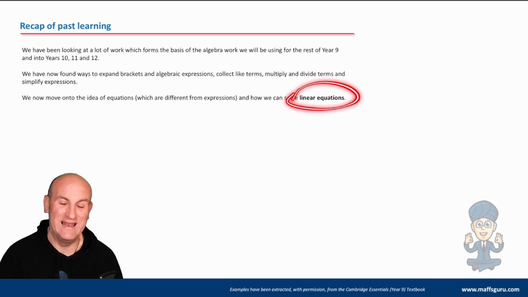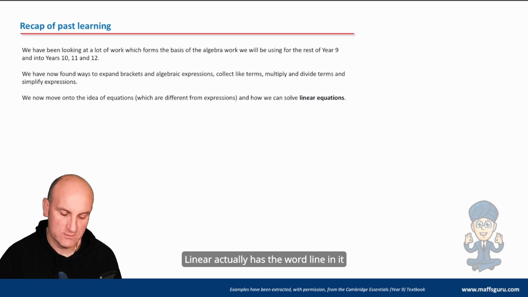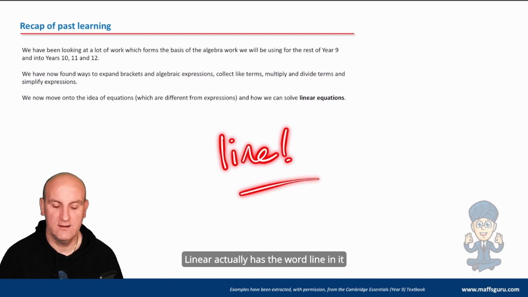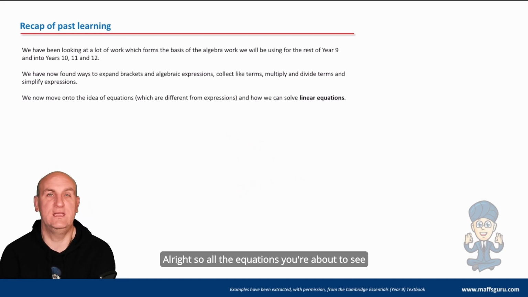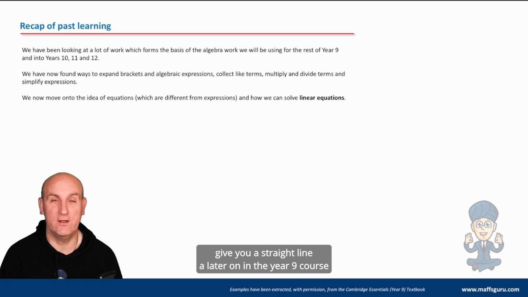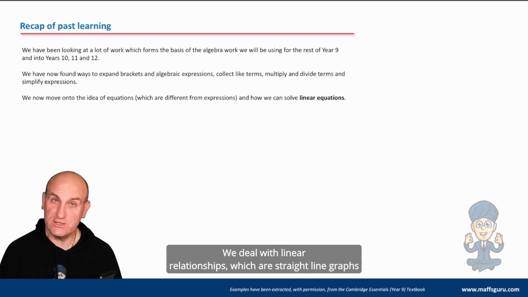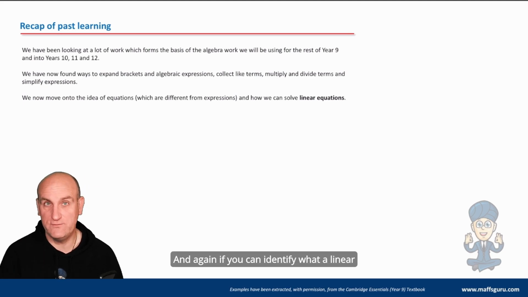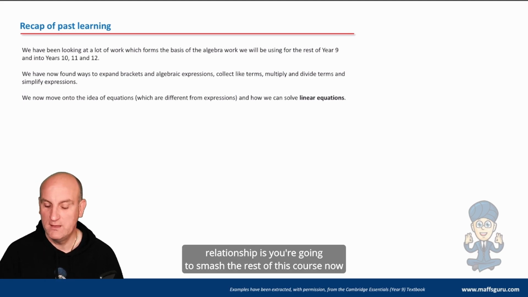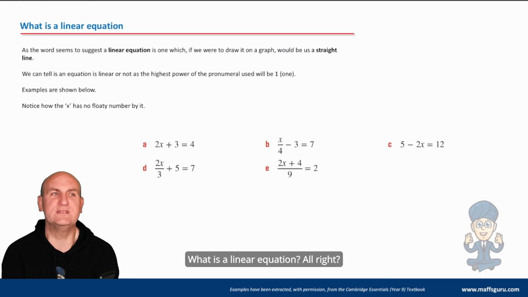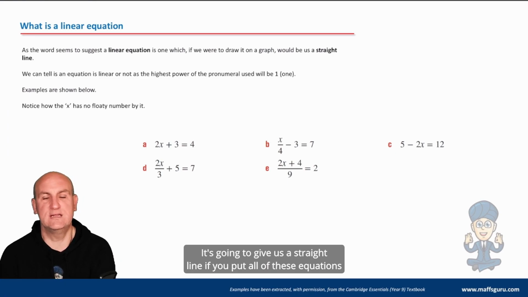As I'm going to say in a moment, linear actually has the word line in it. All the equations you're about to see give you a straight line. Later on in the Year 9 course, we deal with linear relationships, which are straight line graphs. And again, if you can identify what a linear relationship is, you're going to smash the rest of this course. Now, what is a linear equation? It's going to give us a straight line.